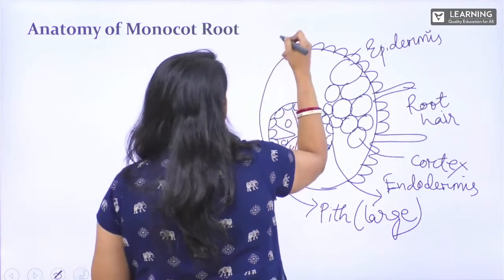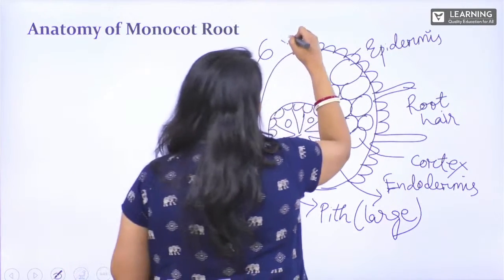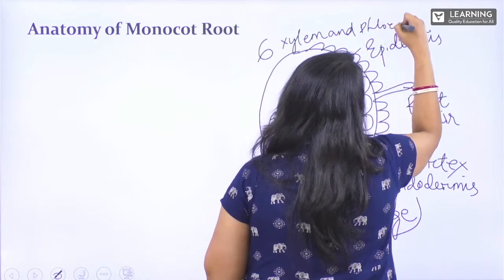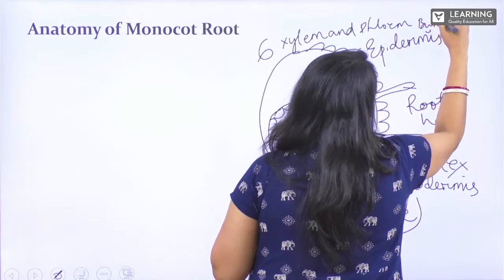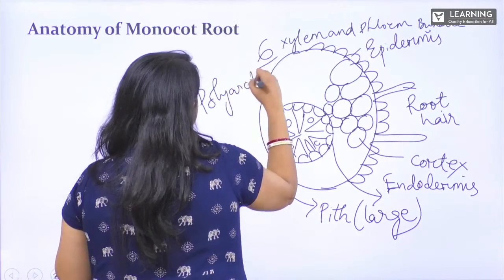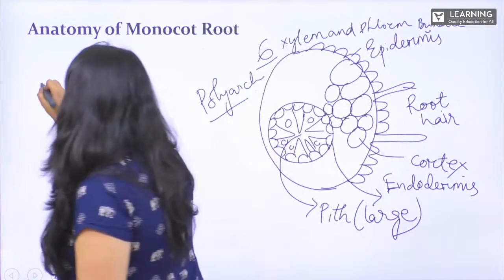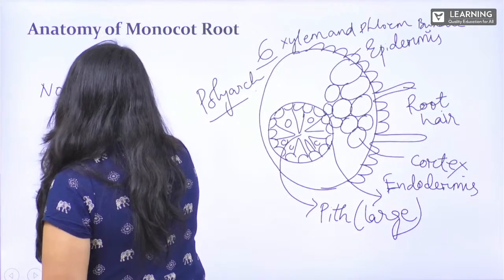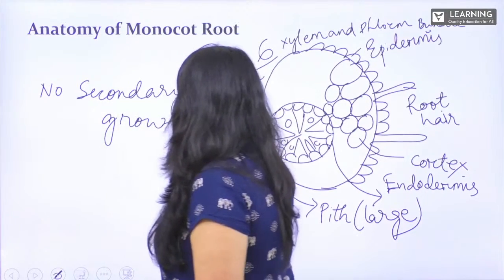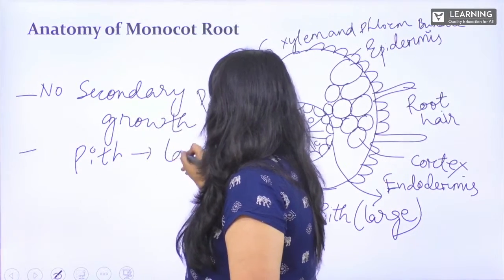So as you can see, there will be 6, that is more than 2, or more than 6 xylem and phloem bundles, and we call this condition polyarch. And here in the monocot root, we do not see the secondary growth. So there is no secondary growth. And the pith is large.